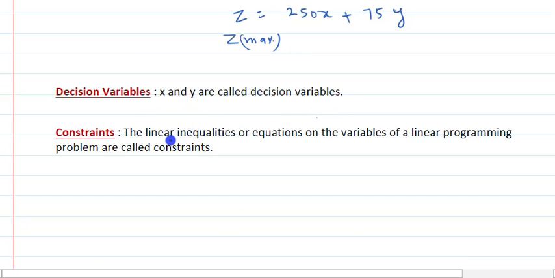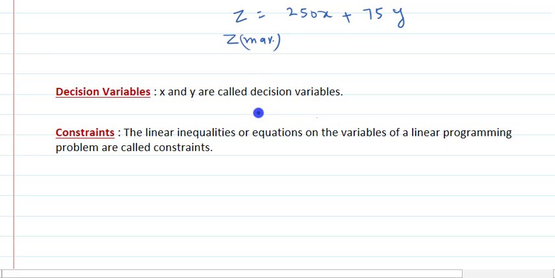X and Y are also called non-negative constraints, as I told you in the example, that these are deciding the number of items. So therefore these cannot be negative. So these are also called non-negative constraints.